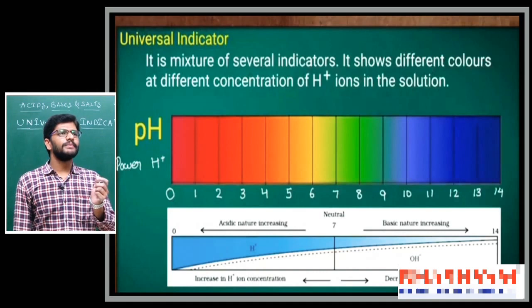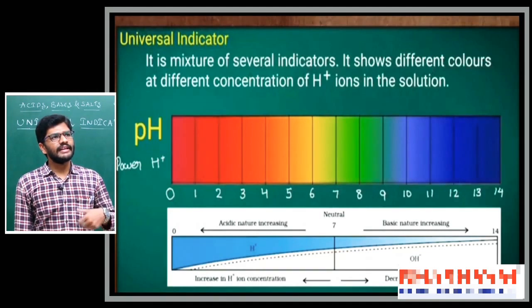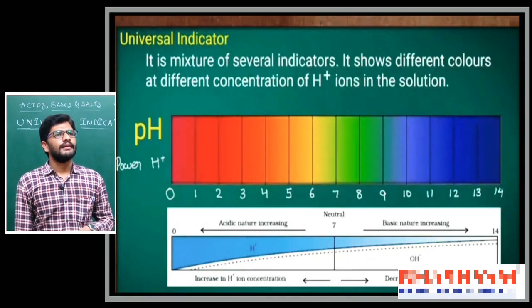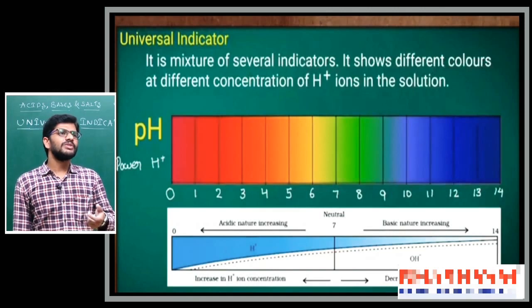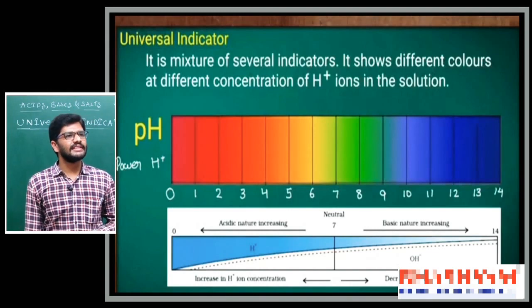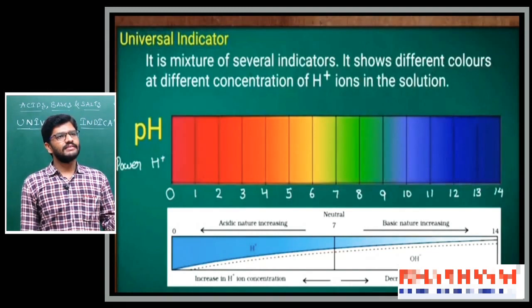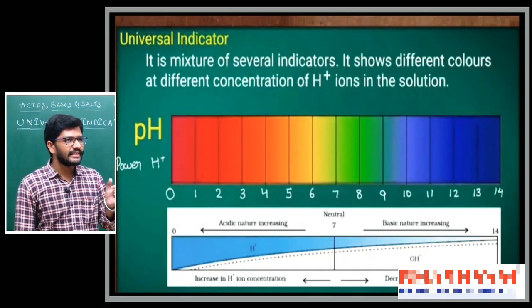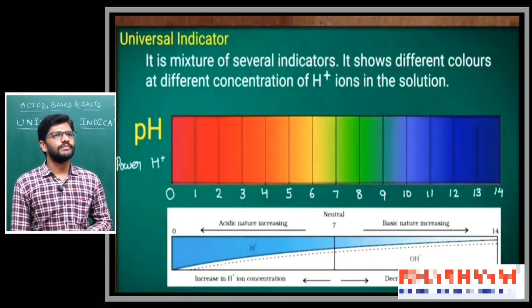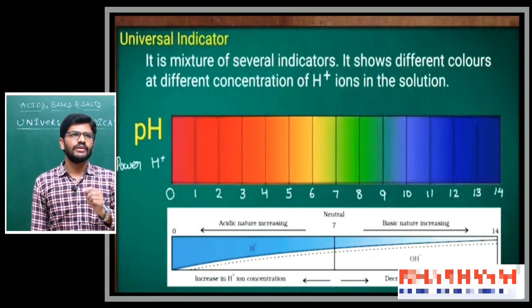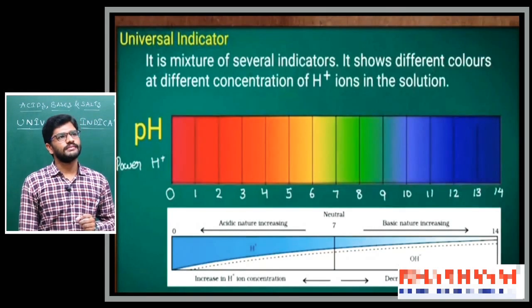So if we want to know the nature of a substance, we can keep the substance on the pH paper. Then that pH paper gives various values. Based on those values, we can say whether the substance is acidic, basic, or neutral. The universal indicator is a mixture of several indicators. It shows different colors at different concentrations of H plus ions in the solution.